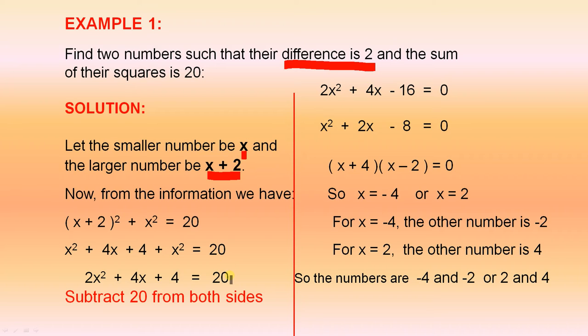We simplify the terms on the left hand side to give us 2x squared plus 4x plus 4 equals 20. We subtract 20 from both sides, and we're left with 2x squared plus 4x minus 16 equals 0. Now here we just divide both sides by 2. Of course you can see 2 divides into there, there and there. And we're left with x squared plus 2x minus 8 equals 0.